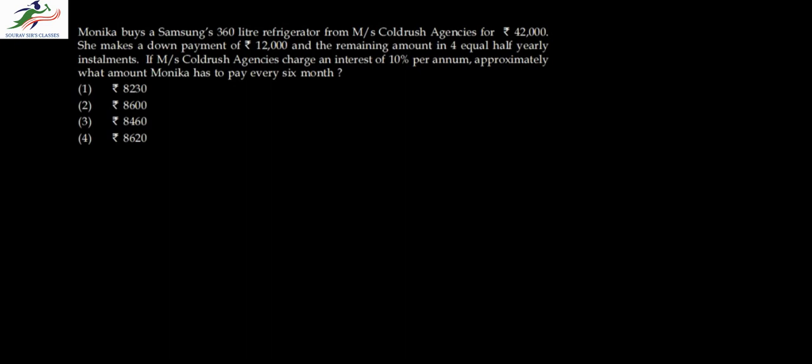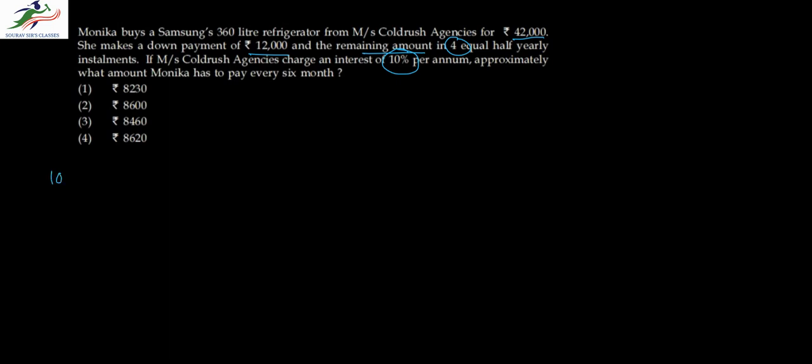We move to question number 24, which talks about a refrigerator being bought for 42,000 rupees, and there's a down payment of 12,000 rupees made, which means 12,000 is paid in cash, and the remaining amount, which is 30,000 rupees, is paid in 4 equal installments every 6 months, where the rate of interest is given as 10%. Now, how does this work? Now, we have to understand how installment works.